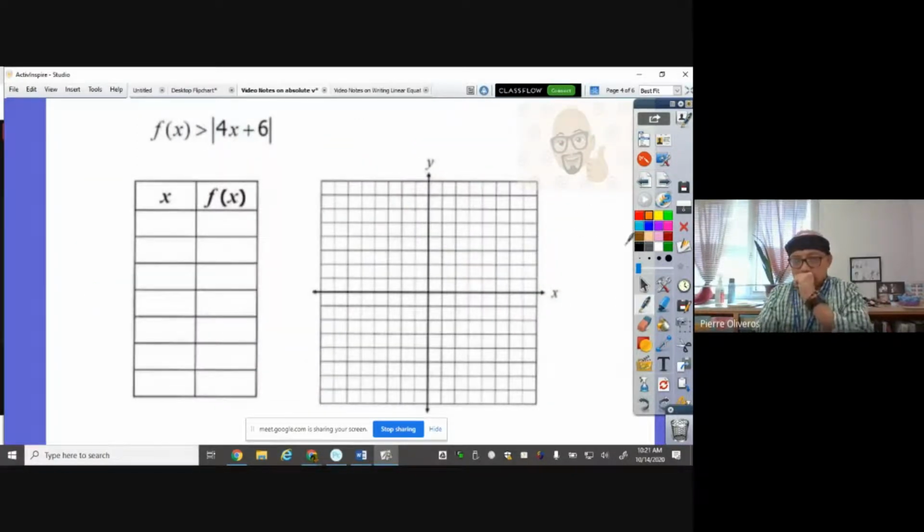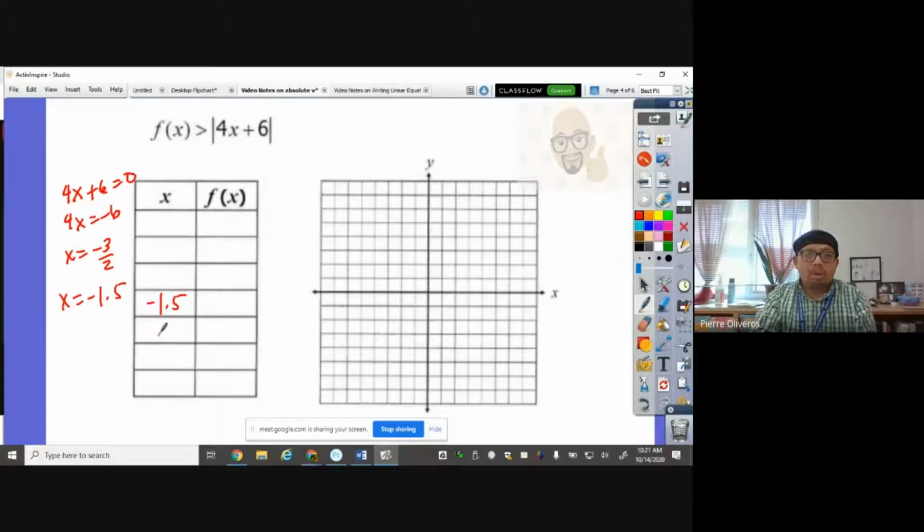Next, f of x is greater than absolute value of 4x plus 6. Again, we're going to get the expression 4x plus 6, set it equal to 0, 4x equals negative 6, divide by 4, x equal to negative 3 halves, or x equal to negative 1.5. I'll put it in the middle, negative 1.5, and I'm going to pick a couple of numbers before negative 1.5 and after negative 1.5. I would rather pick integers to make it easier. So I'm going to pick negative 1, 0, 1, and this is negative 2, negative 3, negative 4.